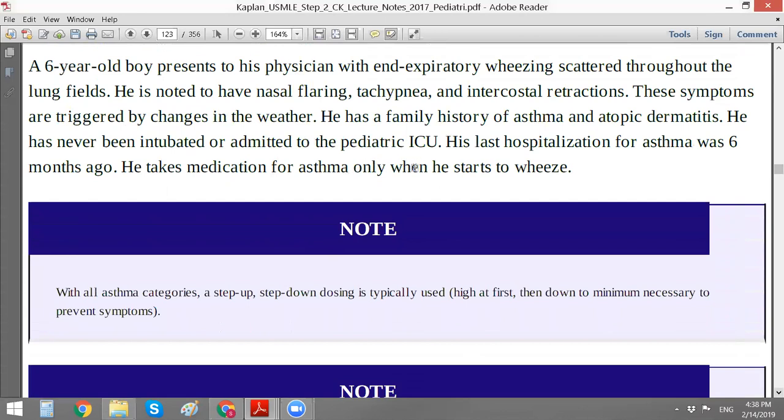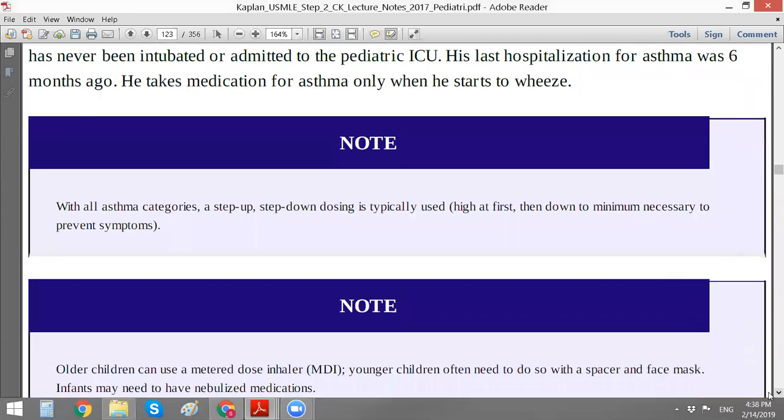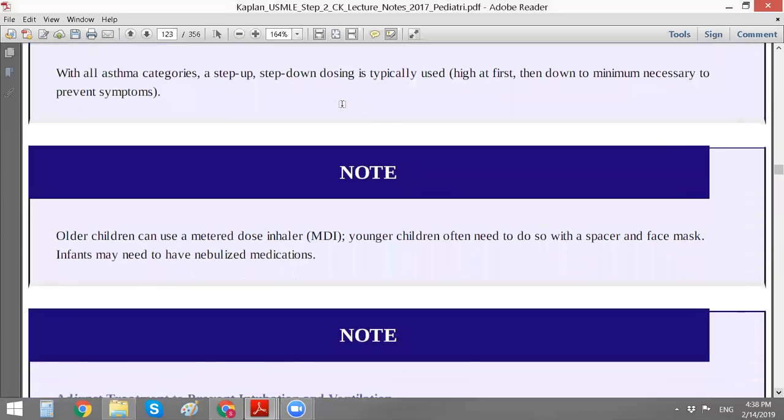He takes medication for asthma only when he starts to wheeze, and now he is coming with wheezing. So now I think this is not controlled. With all asthma categories, step up, step down dosing is typically used: high at first and down to the minimum necessary to prevent symptoms.